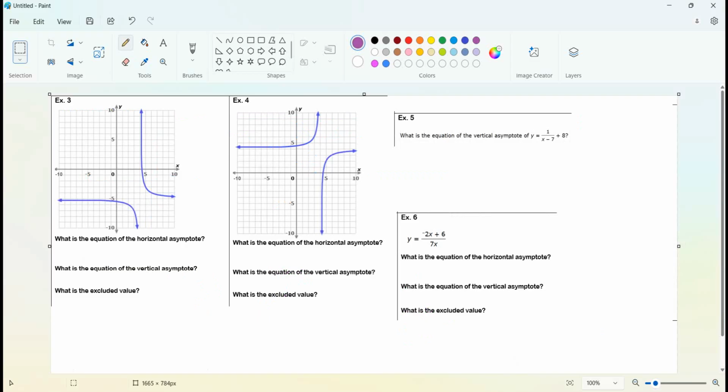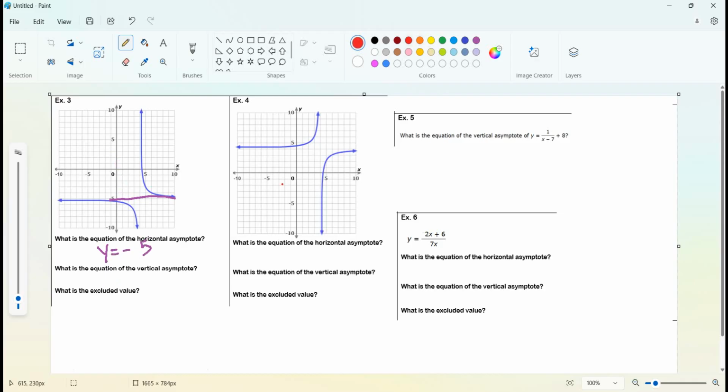All right, let's look at example number 3. What is the equation of the horizontal asymptote? That is horizontal, goes this way. Not even going to try to draw that. That horizontal asymptote is way down here where y equals -5.